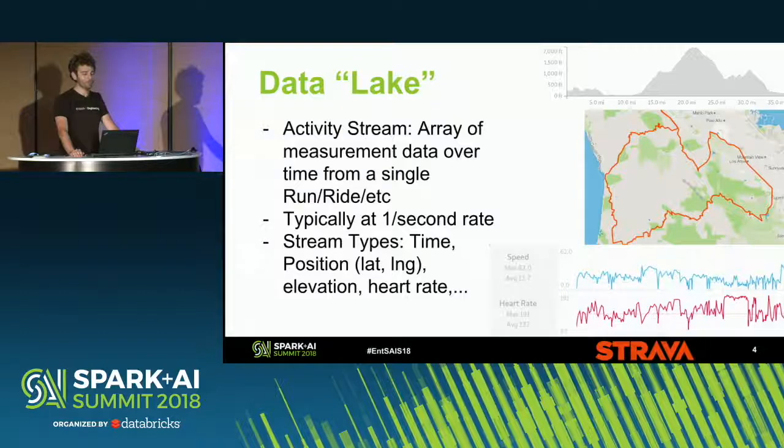So what I call the data lake in its final representation now is basically our set of stream data. And what I mean by stream data is the raw array of measurements that's recorded from an activity. Streams can be of different types. One type is elevation, another type is latitude and longitude. You can also have speed or time information, and then also measurements like heart rate or steps per minute or other things like that. So there are some examples there of what some stream data looks like if you plot it.